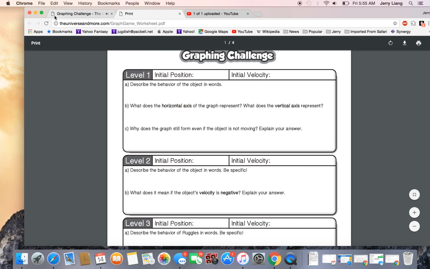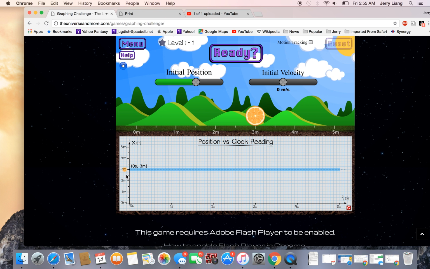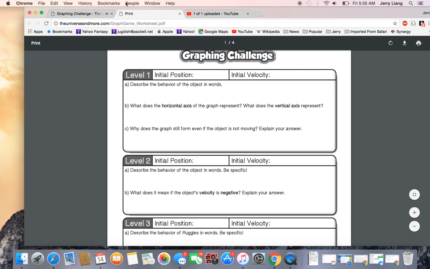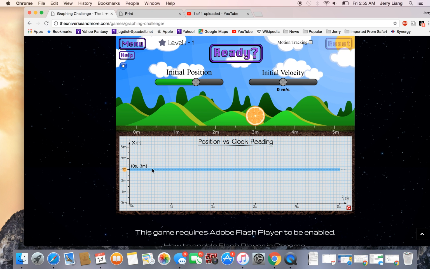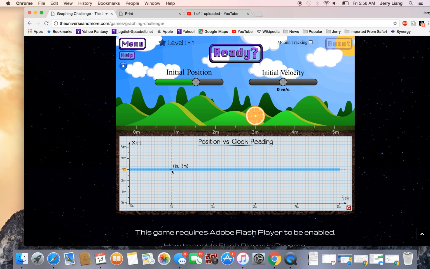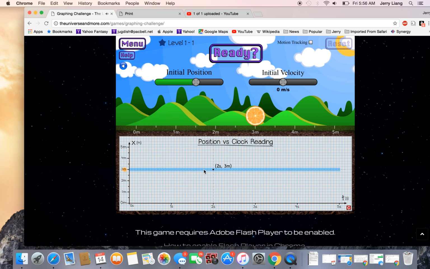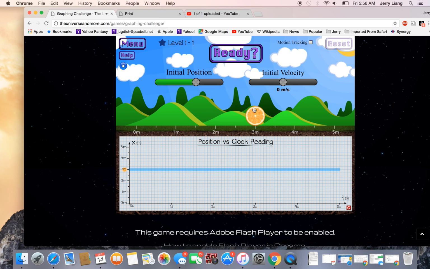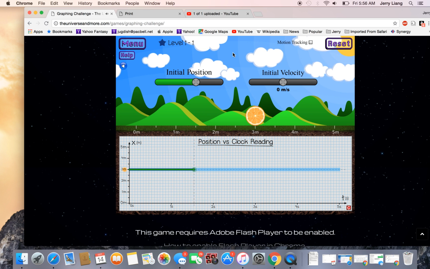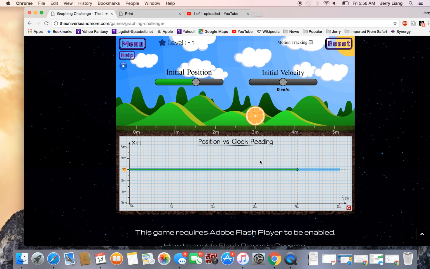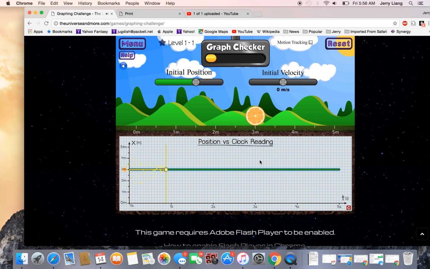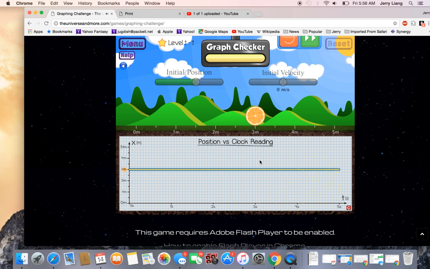So that helps to answer some questions right here, right? So my initial position that I needed to move it to was 3 meters. And my initial velocity, well, what's going on here? Is it moving? At 1 second, where's it gonna be? At 3 meters, right here. So, at 2 seconds, where's it gonna be? 3 meters. So, guess what? The initial velocity, we don't want it to move. We want it to just sit there like an awesome orange does. So we're going to click right here. And as we can see, we are following the graph line, and bada bing, bada bang. Oh, the graph checker needs to find out. Guess what? I get to move on to the next level.